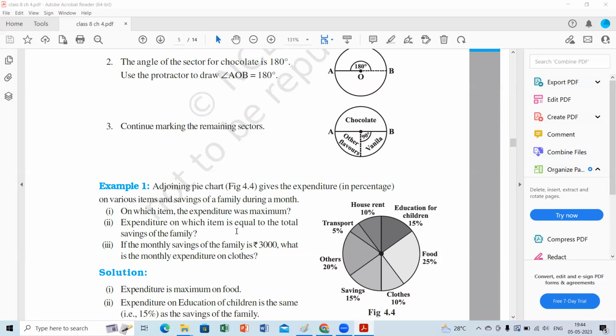The same way, question number 2: expenditure on which item is equal to the total savings of the family? Savings is nothing but 15%. Expenditure on which item is equal to the total savings? Education for children. Education for children is also 15%. So you can equate savings with spending on education.